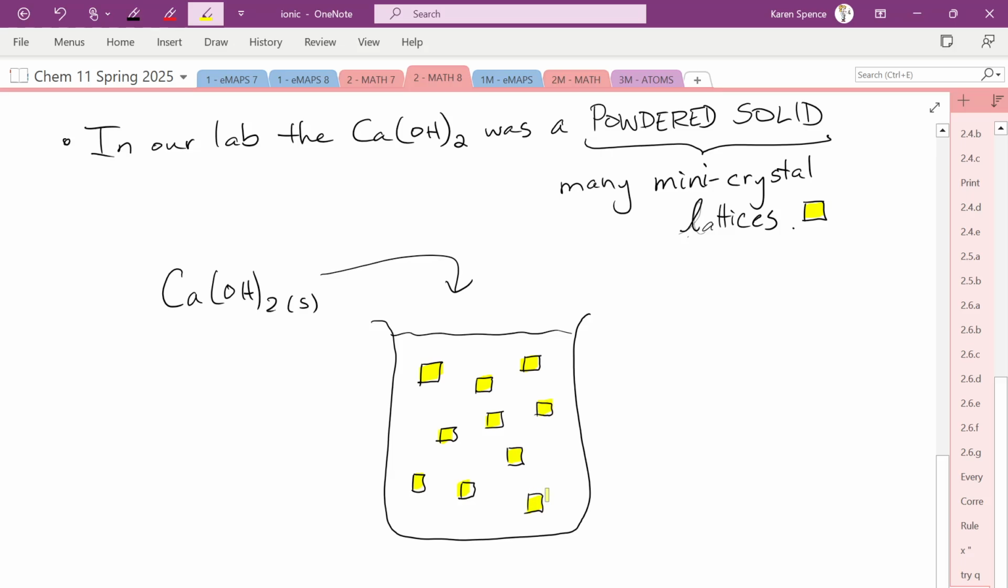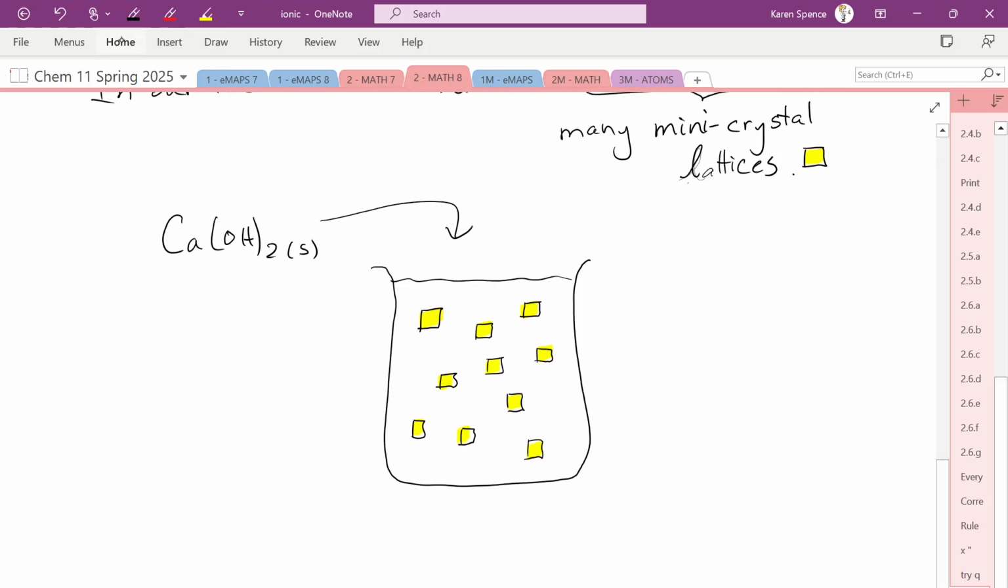What did it look like? Could you please describe this mixture? It was white. What else? Was it clear? No, what would you say about it? I'm going to be even easier than translucent. I'm going to call it cloudy. Okay? It's cloudy.